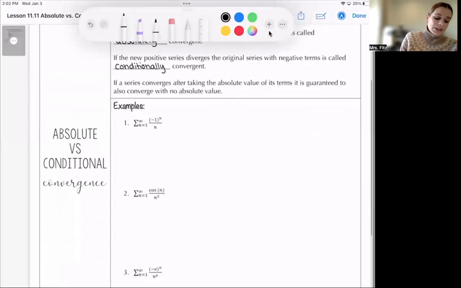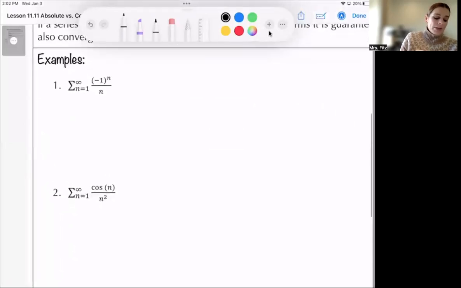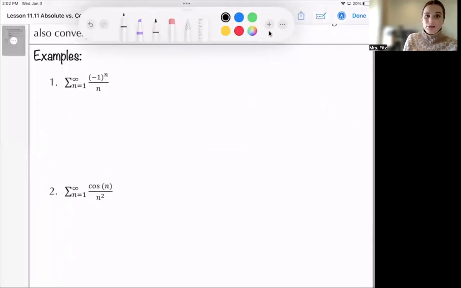Okay, so let's look at number one. If we have the sum from n equals 1 to infinity of (-1)^n over n, this is actually the alternating harmonic series. And the alternating harmonic series converges.